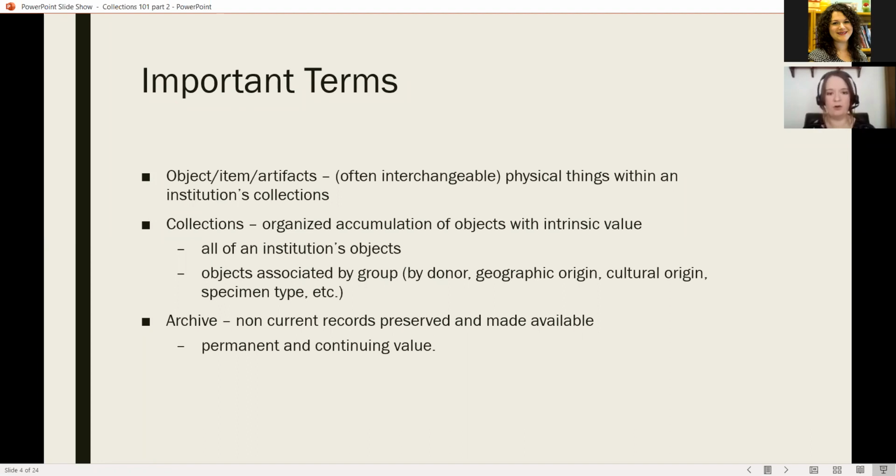And so the important terms are the same as the ones from Tuesday, just how an object or an item or an artifact can all refer to a physical thing within the institution, and that a collection is an accumulation of artifacts. They can be associated by a group, or they can be just part of the institution's whole collection of things that they have. And that an archive is non-current records that are of permanent value.